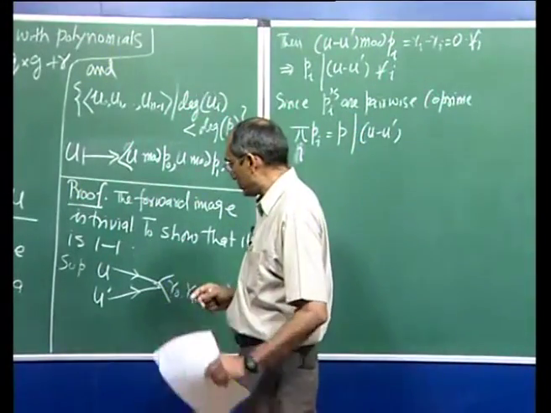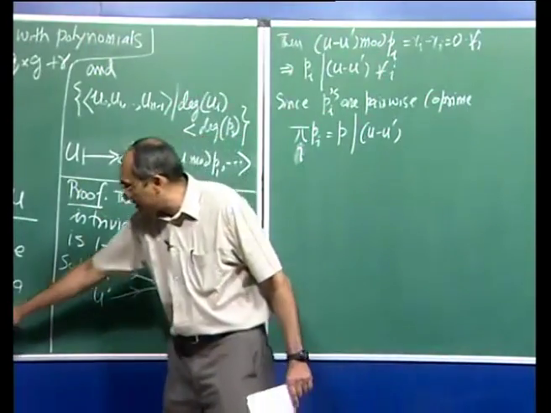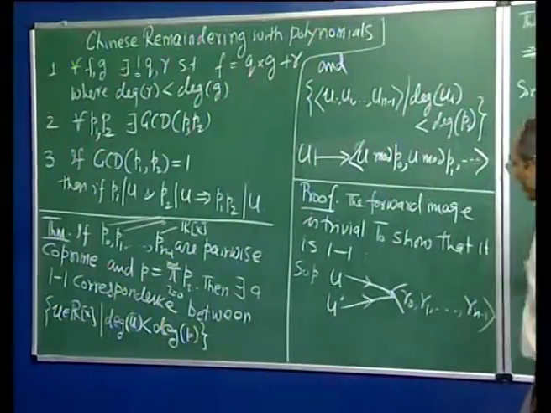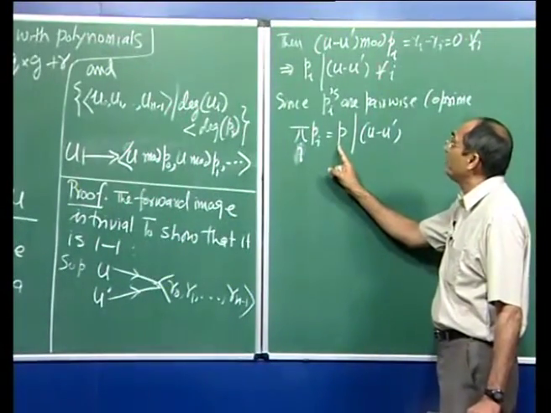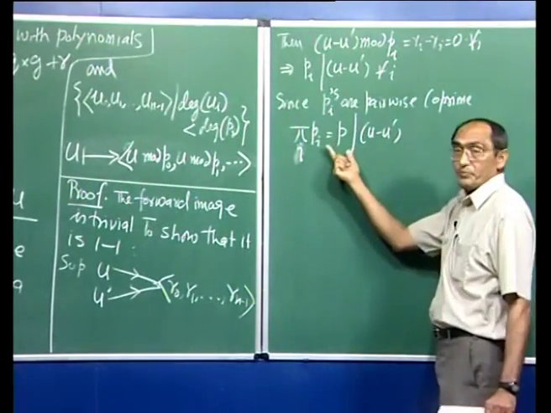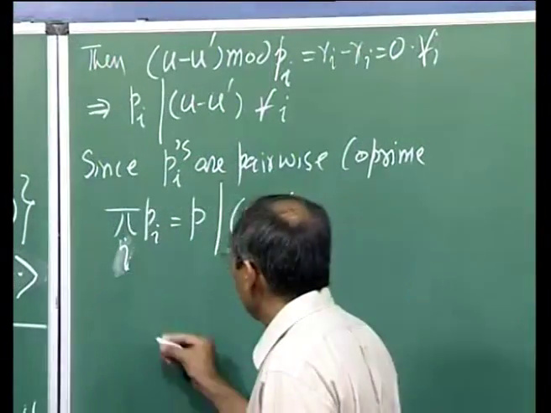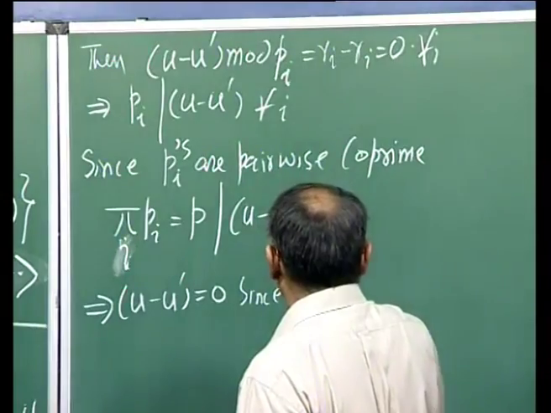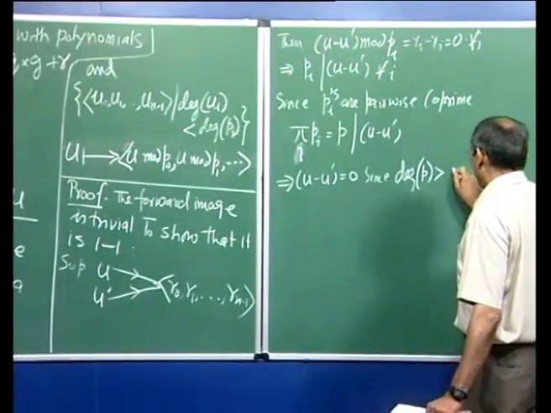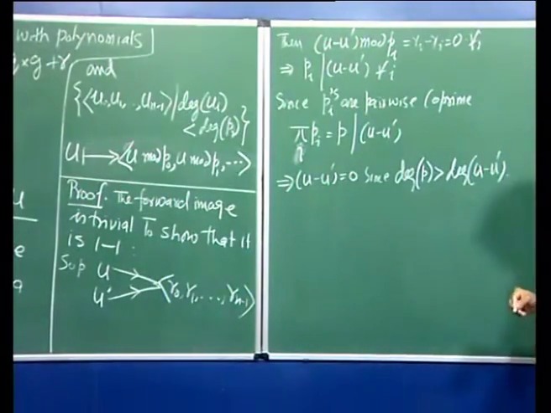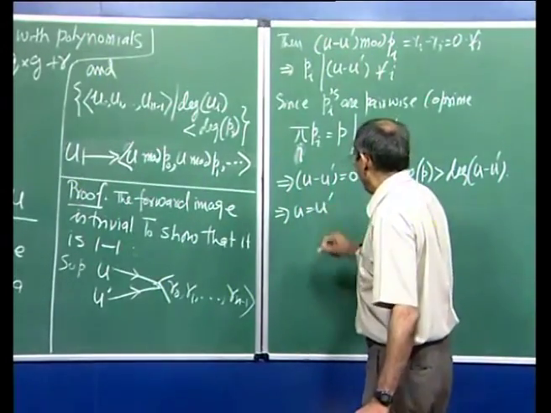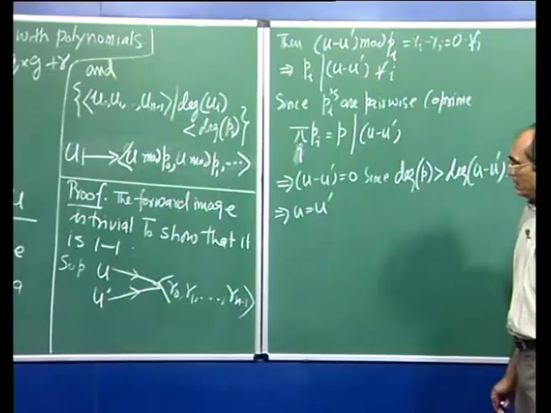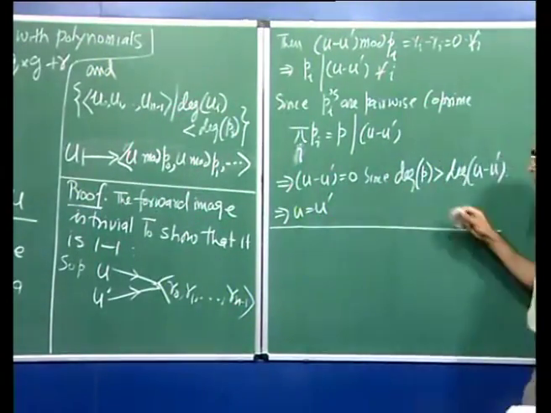Now, u and u prime belong to the first set, and this set contains all the polynomials of degree strictly less than the degree of p. So you have a polynomial p here, and a polynomial of degree strictly less than that of p, and if p divides it, it simply means u minus u prime has to be 0, since the degree of p is greater than the degree of u minus u prime. That means u is equal to u prime, and that establishes the one-to-one nature of this map. And so this was exactly the same argument we had offered for integers.